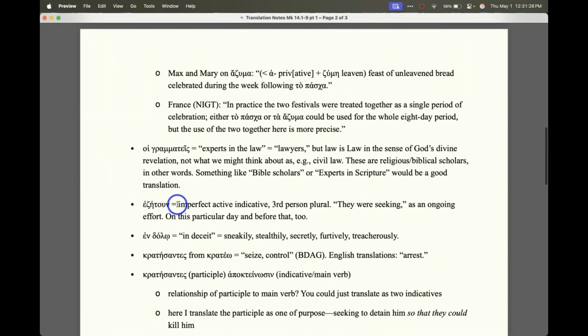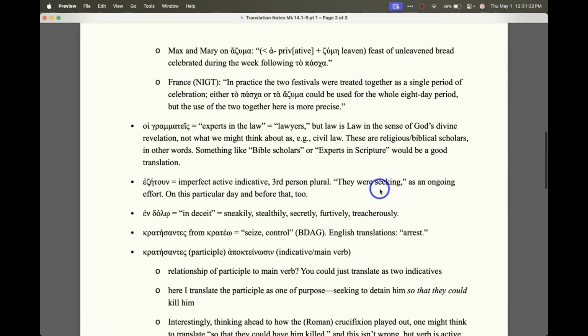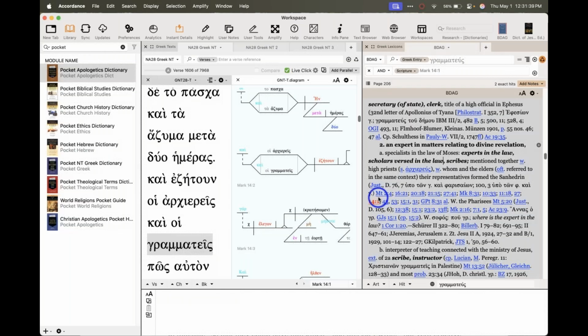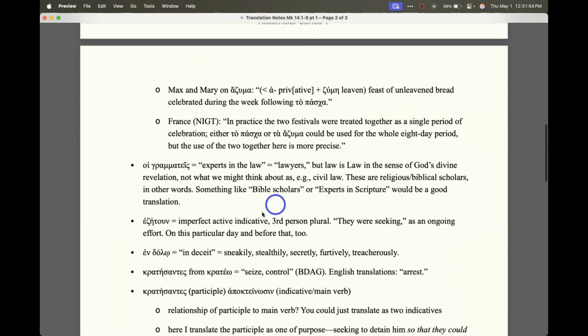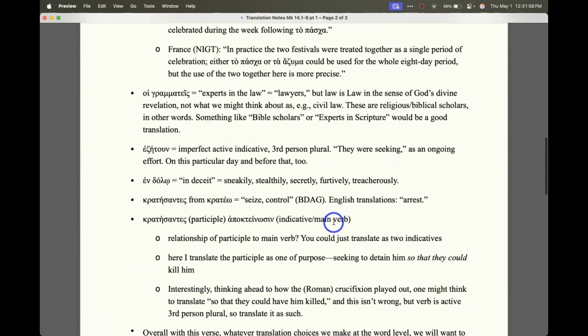We've got ezētoun, imperfect, active, indicative, third person plural. They were seeking. I'm reading that as an ongoing effort, that it's on this particular day and before that too. But you don't really have to determine. I suppose you could go back and look through Mark, like, do we have attempts on Jesus's life already? But I think just we're seeking brings out the imperfect just fine, even without making a decision about that.